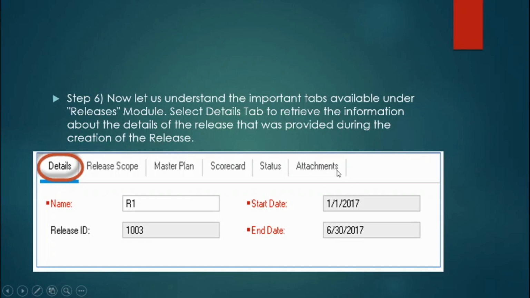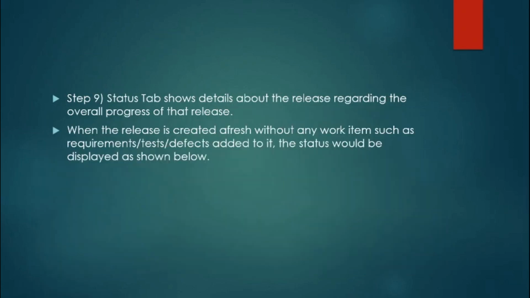Now attachment, to attach all the test artifacts like master test plan, your test execution summary report, that is the sign off report once you complete the testing. So all the test artifacts you can attach here that can be used during the QC audit. Okay, now status tab shows detail about the release regarding the overall progress of that release. When the release is created, that is fresh, without any work items such as requirement, test, defect, nothing is created, then it will look something like this.